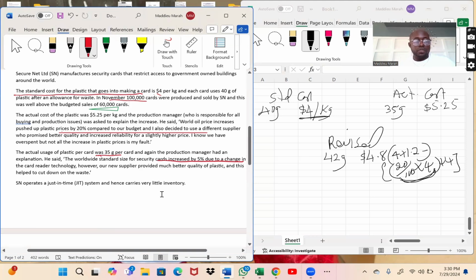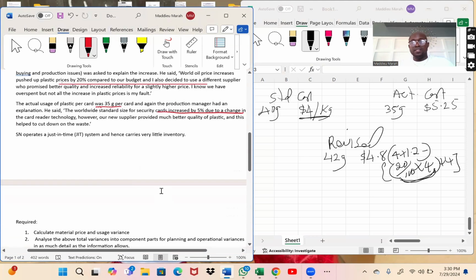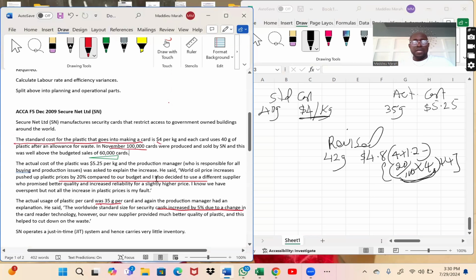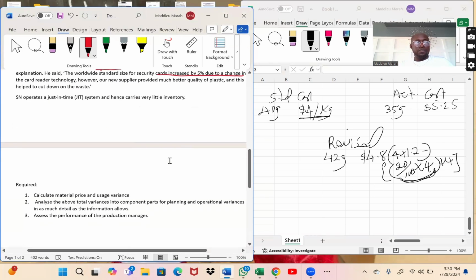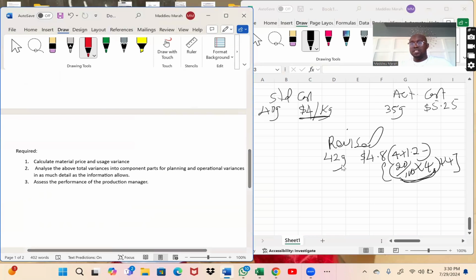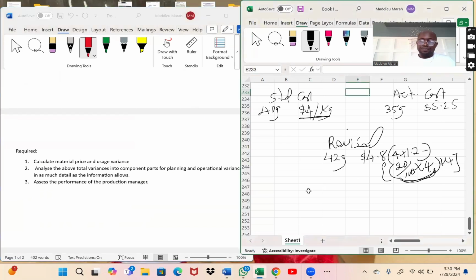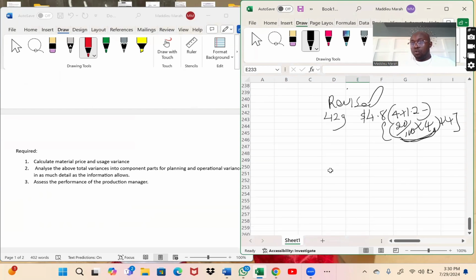Okay, so this is what we get, and now we are asked to calculate the variances. So let's look at our first variance. Calculate the material price and usage variances. What's our material price variance? Don't forget, please, the formula is very important. I'm repeating, don't abbreviate. I'm doing this for tutorial purposes. Material price variance is standard price minus actual price multiplied by actual quantity.